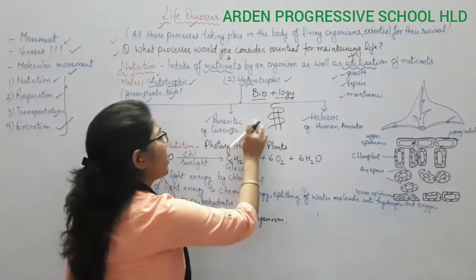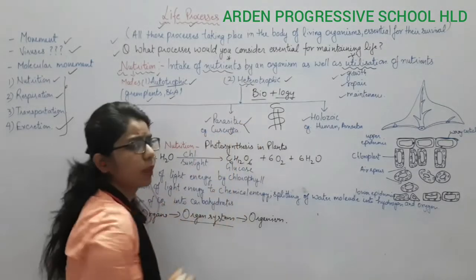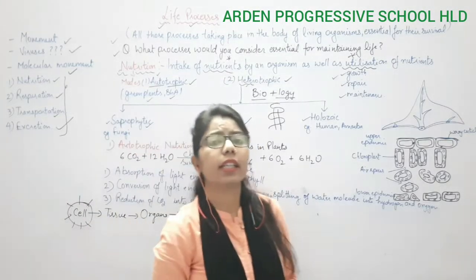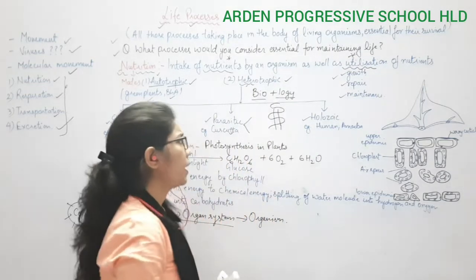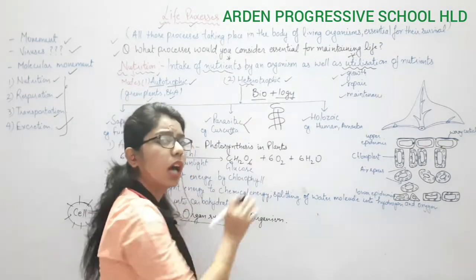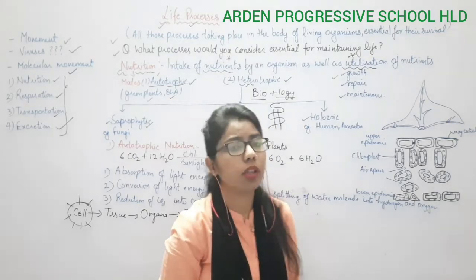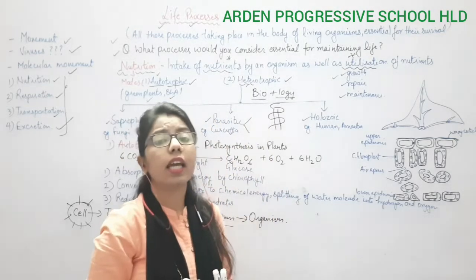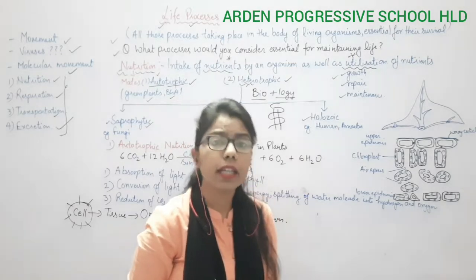Okay, if I categorize the parasitic mode of nutrition further, there are two types: ectoparasites and endoparasites. The parasites which attack the outside of the body, meaning they are present outside the body, are known as ectoparasites, and those parasites which are present inside the body are known as endoparasites.